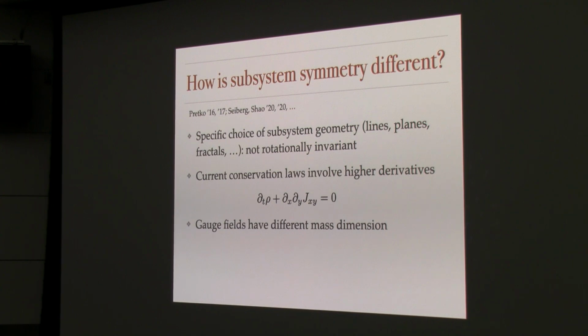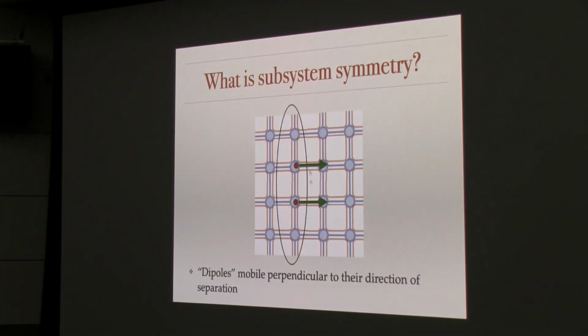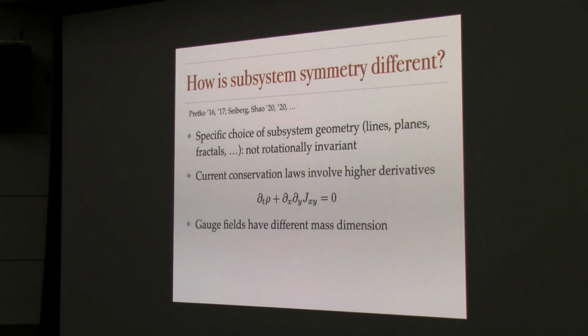And so these are, again, how is this different? Well, first of all, there's a specific choice of these subsystems. In this case, they're lines, right? But they could be planes, they can be fractals, okay? But there's something that, qualitatively, I no longer have rotation invariance. I've chosen a symmetry group that just breaks that rotation, okay? The current conservation laws are different, okay? And again, for the field theoretically inclined, this is connected to the fact that gauge fields have different mass dimensions. So everything works a little bit differently here.